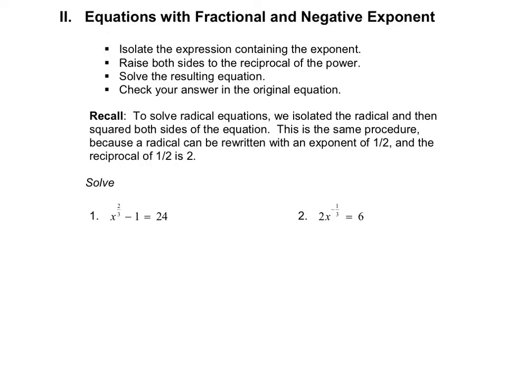It says what you need to do is you have to isolate the expression containing the exponent. Very similar to when we worked with radical equations and absolute value equations. You had to isolate those first. Well, the same thing here. And then what's new is you're going to raise both sides to the reciprocal power because you want to undo the exponent. And the only way to undo an exponent is to raise it to the reciprocal power.